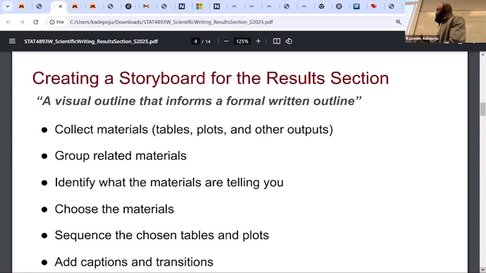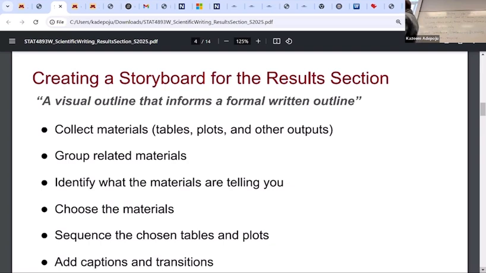And that's why if you see marketers, the way they market products, of course, you will want to buy and buy and buy, with the way they present the products. So in scientific reporting, we are going to tell a story, a beautiful story, okay? Not just a story. And the way I said, a visual outline informs a formal written outline.